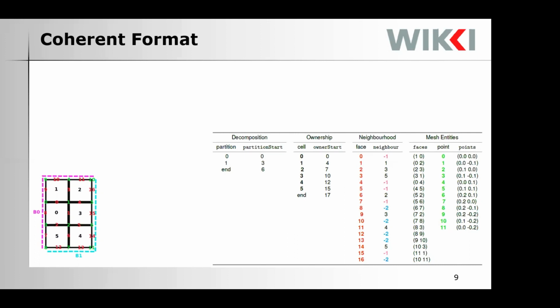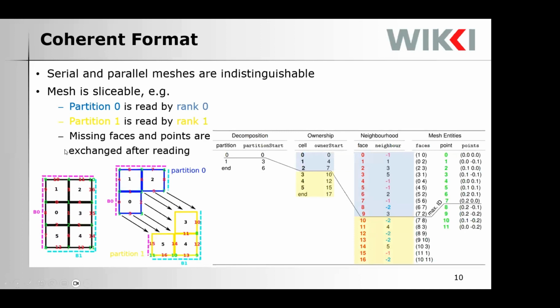So let's come to the advantages. How does it help me to read or write a mesh more efficiently? First thing to notice is that serial and parallel meshes are not distinguishable per se in the coherent format. So they look the same. We don't have processor directories anymore. It's always at the same place. And from outside, you cannot tell that it's a mesh for a parallel run.